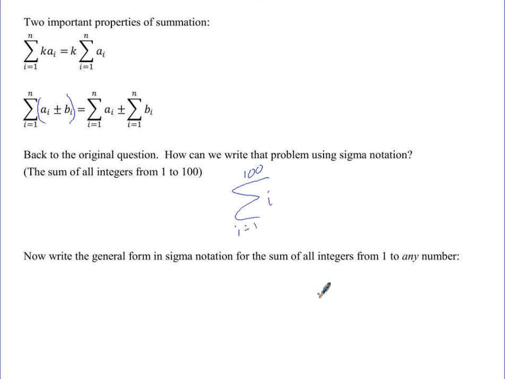What if we wanted the general form in sigma notation for the sum of all integers from 1 to any number? We're still going to have sigma. We're still starting at 1, right? It says from i equals 1 to any number, to n, of just i. So now we can add up any number we want starting at 1 using this notation.